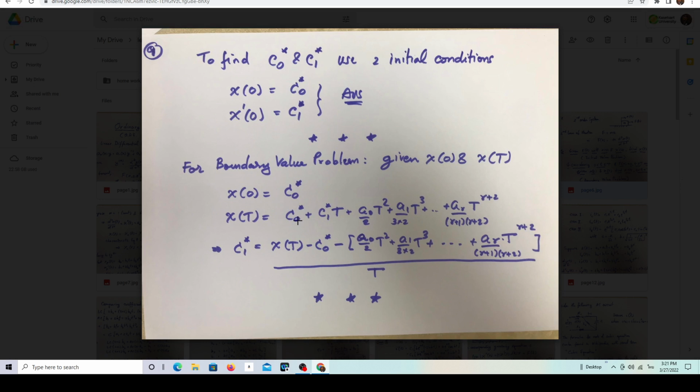So c0 star you already found from the first condition, but to find c1 star, you need to move this to the left-hand side: x of T minus c0 star and all the remaining terms except c1 star times T go to the other side. Since the term c1 star is multiplied by T, if you divide all the terms that you moved to the other side by T, you get the result for c sub 1 star here.